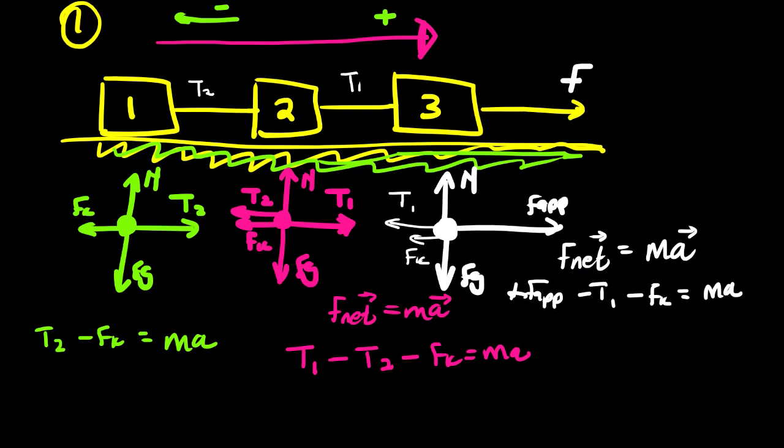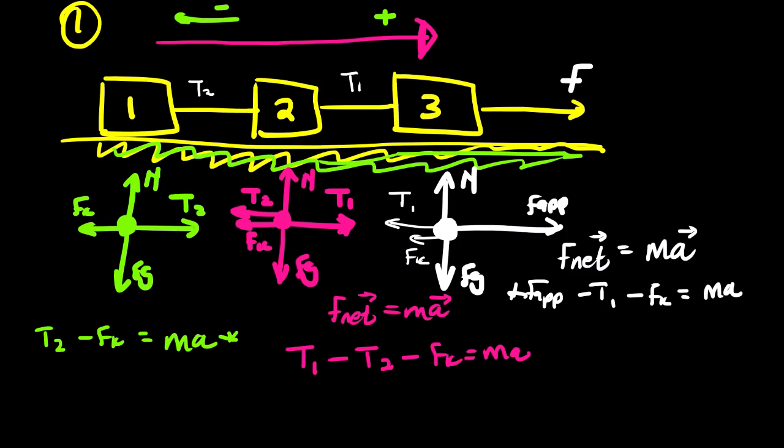Now we should understand something. If it happens that the question says calculate T2, T1 and the acceleration, or any question based on this particular scenario, you can see that there is a link between object 1 and object 2.